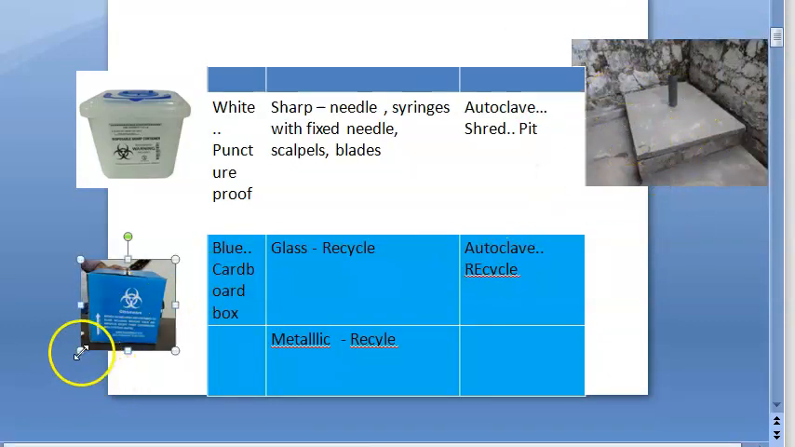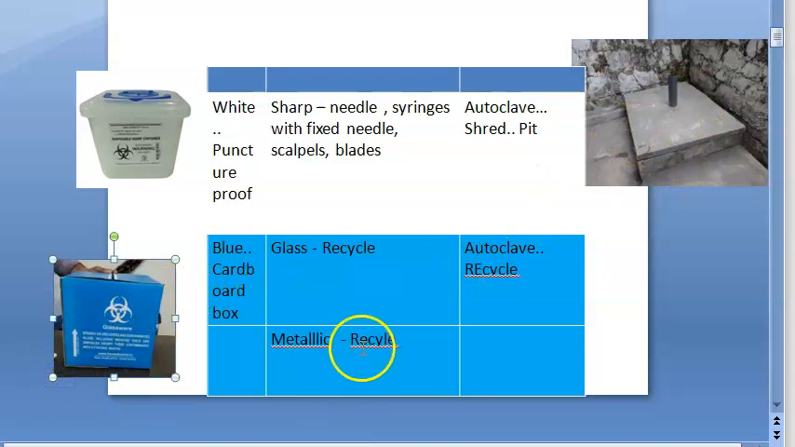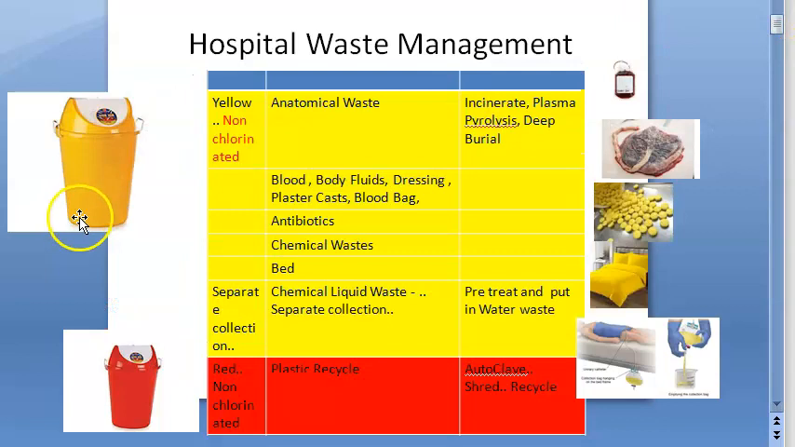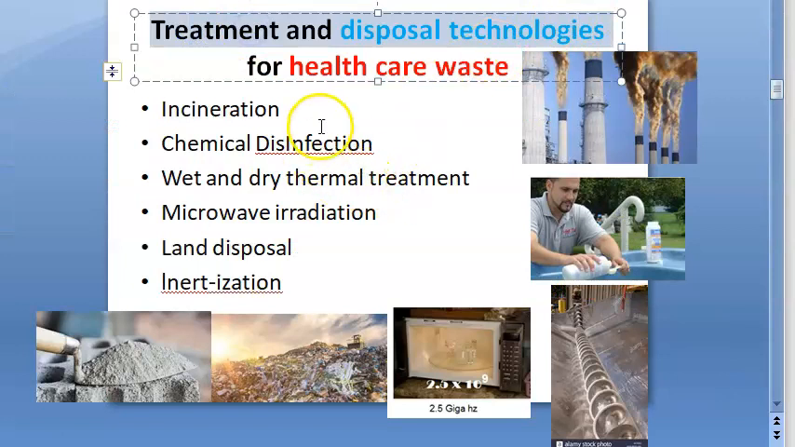Then what about blue? Blue is glass and metallic, so you want to recycle. So again you will autoclave and recycle. Red also autoclave, recycle. Blue also autoclave, recycle, because you are recycling. What about the sharps? Sharps you will autoclave, shred and put in a pit. Only the yellow they are talking about incinerate, plasma pyrolysis, deep burial, and chemically treating some things like chemical liquid waste. They want to do some pre-treatment, etc. So many ways of treatment and disposal of healthcare waste.